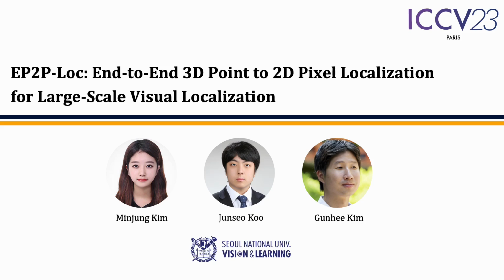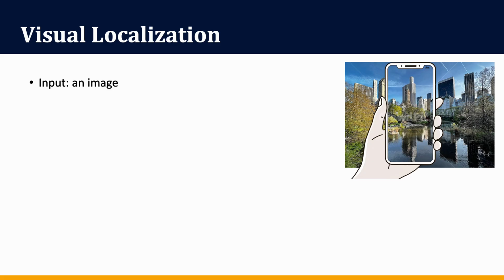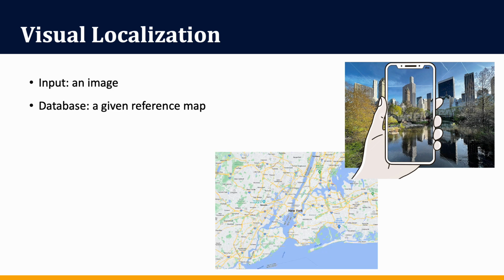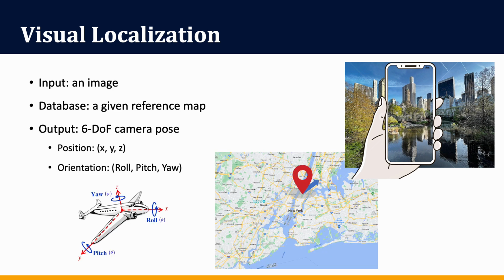We present EP2P-Loc: end-to-end 3D point to 2D pixel localization for large-scale visual localization. In visual localization, when you input an image, and there is a given map in the form of a database, it estimates the 6DoF camera pose that captured the image within the map.